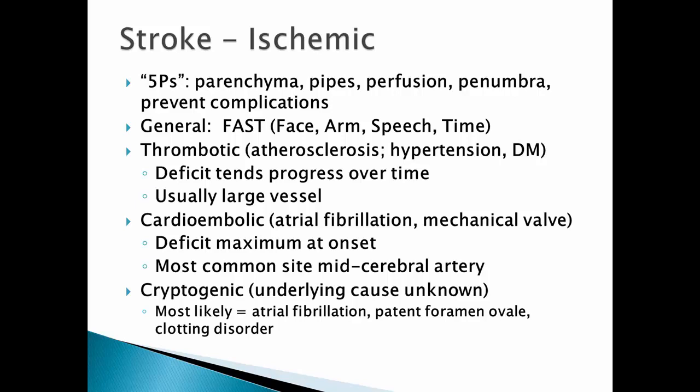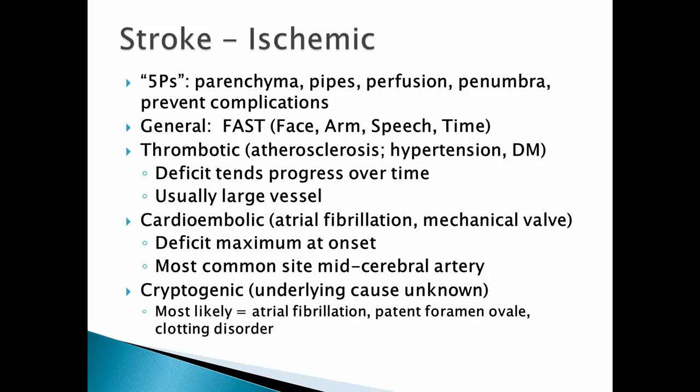So when we think about the parenchyma, we're thinking about the functional tissue of the brain itself. We care about the glial as well as the nerve cells. So what we want to do is assure that when we treat an ischemic stroke, we want to preserve the ability of that functional tissue. We think about the pipes. The pipes obviously are going to be the vessels themselves. We have got to restore blood flow through those vessels.